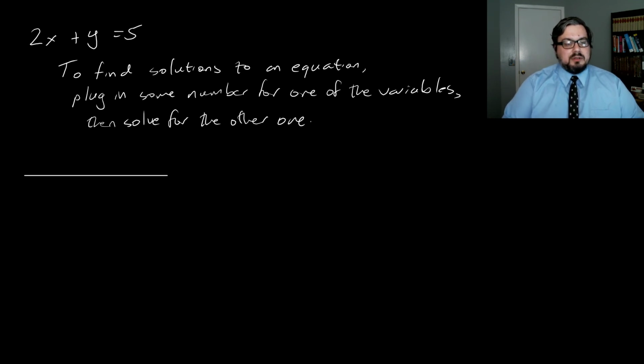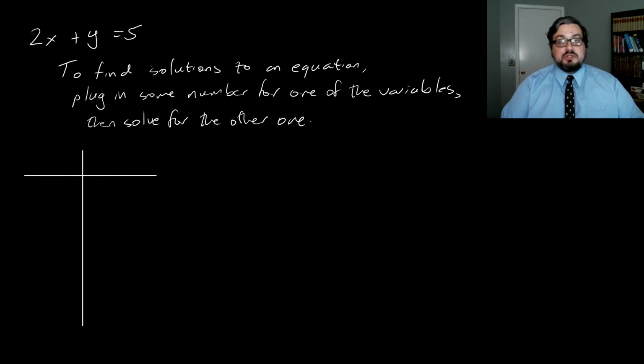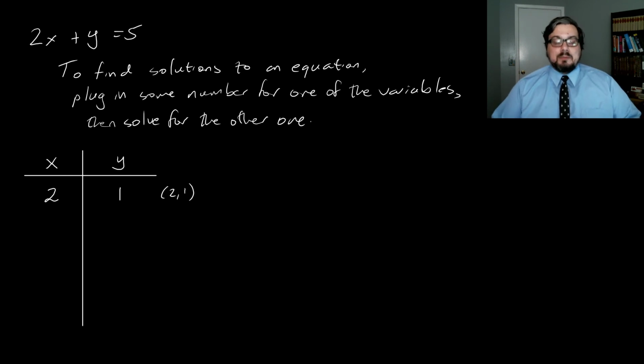And we often record the data of pairs of numbers that are solutions to an equation in a table where we'll record the x values in one column and the y values in the other. So we know that if x is 2 and y is 1, that is a solution to this equation. In other words, the pair (2, 1) is a solution. Let's find some more. And the trick to this is that we can often plug in any number we like for either one of the variables.